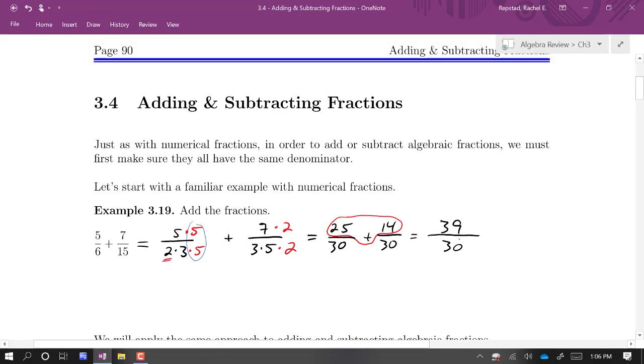Now at the end, we have this fraction as a result. At the end, you always want to make sure that your fraction is reduced, is simplified. In this case, as it turns out, we can factor out a common factor of 3. We can cancel the factor of 3 and we get 13/10, and we leave it like that.